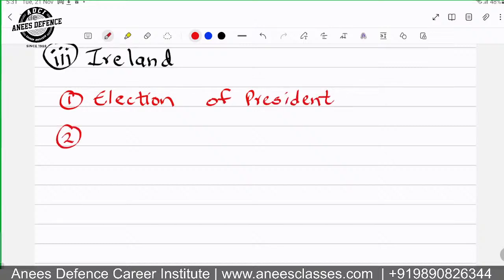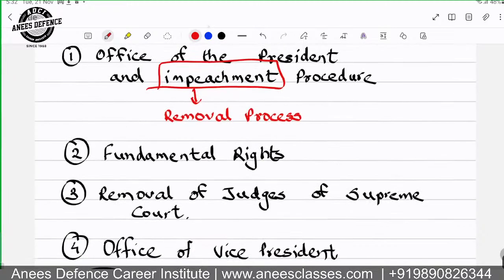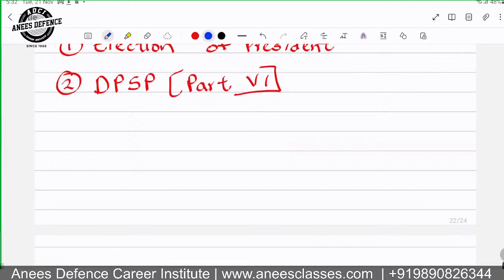Similarly, another thing that we have taken is directive principles of state policy in part 4 of the Constitution. And fundamental rights are included in part 3 of the Constitution. Next thing that we have taken is nomination of members to the Rajya Sabha.